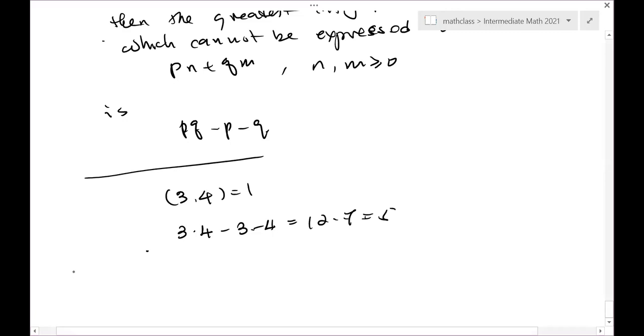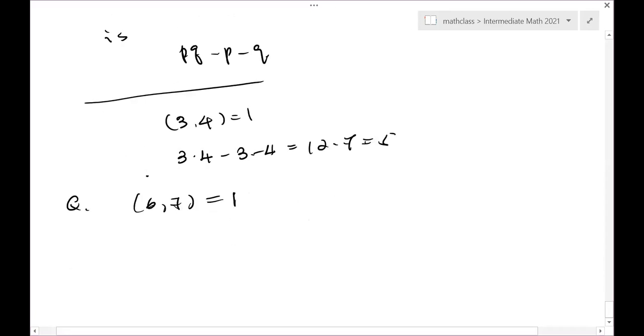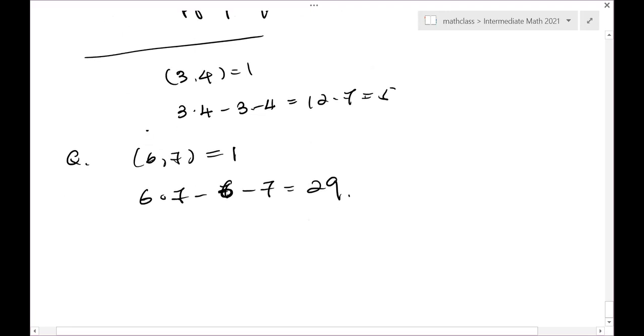Okay, so let's take a look at another example. 6 and 7 has the value 1, so they do not have a common factor. Let's calculate 6 times 7 minus 6 minus 7. What is that number? That number is 42 minus 13, which is going to be 29. So 29 cannot be expressed in this form, but any number above 29 can be expressed in this form.